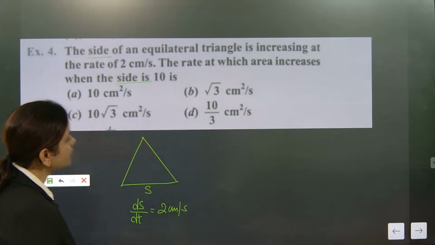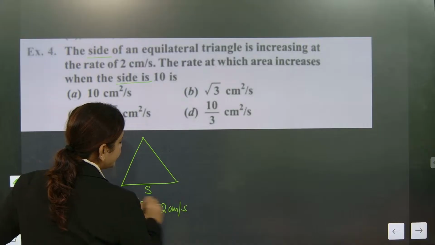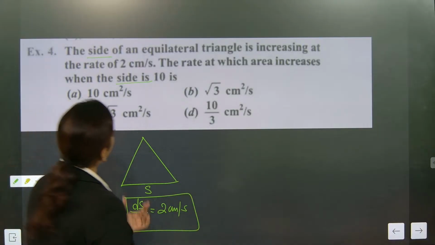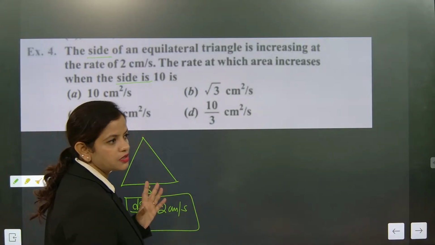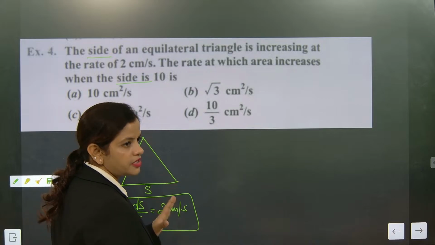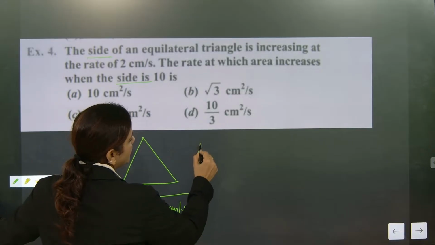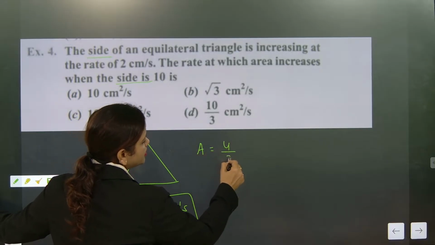Now look here, when we are solving this question, what is given? The side and the rate of change of the side. From this only we will come to know that it is a rate question. Understand or not? Increasing, decreasing. From this only we will know this is a rate question. Okay, now look here. What we have to do here is area is equal to 4 by 3.